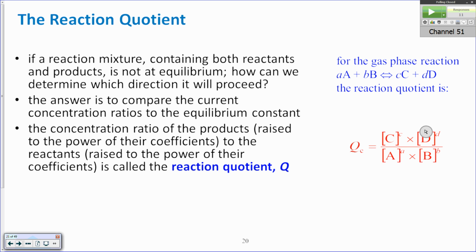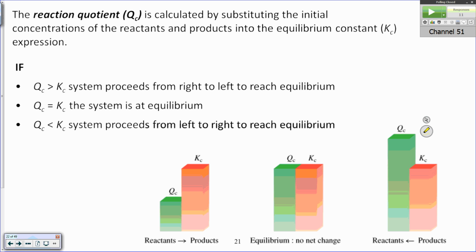So this Q is simply a temporary term. We call it the reaction quotient. It's treated exactly the same way as the K expression: products over reactants raised to the appropriate powers. You just substitute in the current concentrations. And what we want to do is compare this value for Q versus the K value. That tells us which way the system needs to go to reach equilibrium.